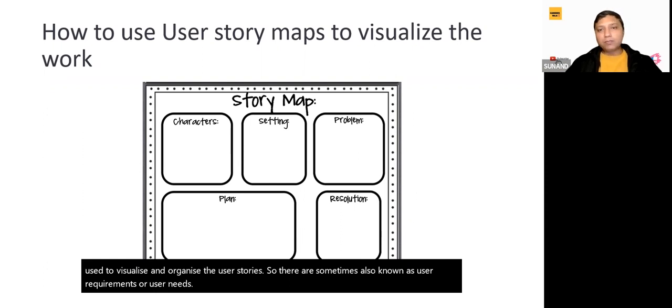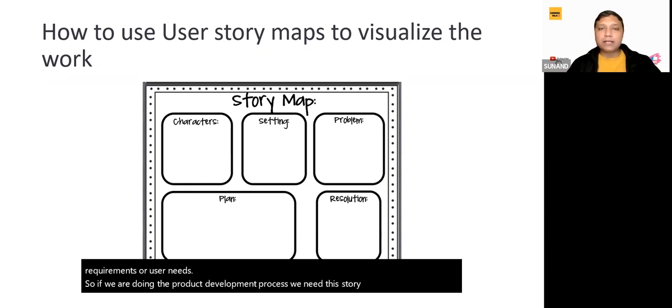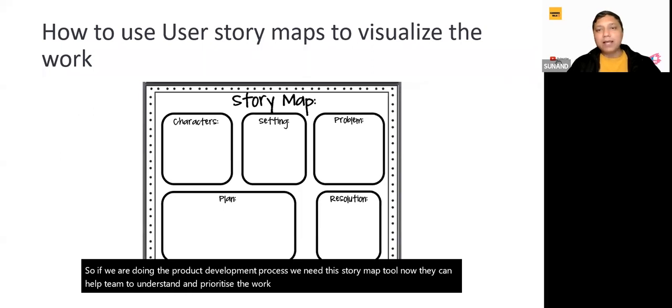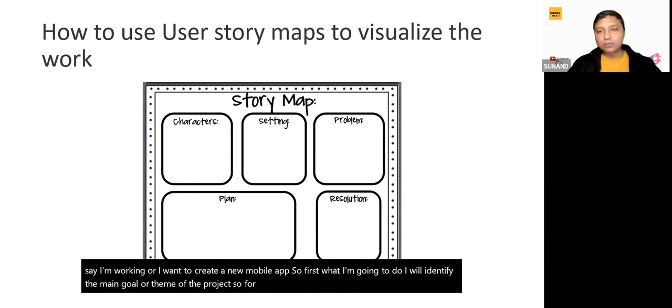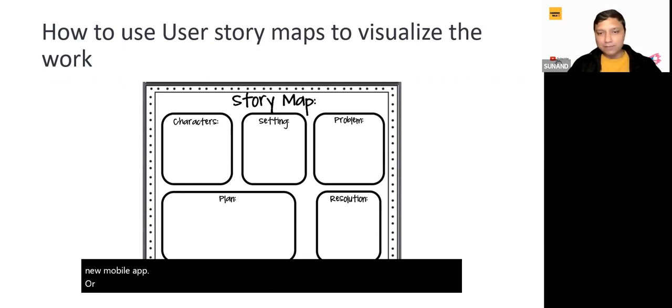If we are doing the product development process, we need this story map tool. They can help the team to understand and prioritize the work that needs to be done and to identify dependencies and potential challenges. I'll give you an example of a hypothetical project. Let's say I want to create a new mobile app. First, I will identify the main goal or theme of the project. For example, let's say the goal is to build a new mobile app for booking fitness classes.